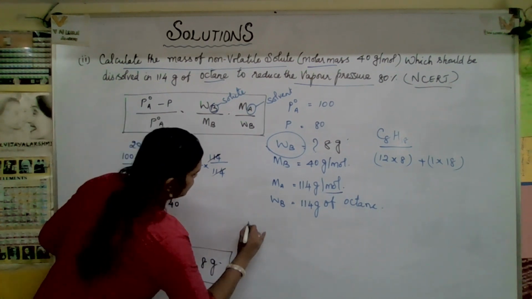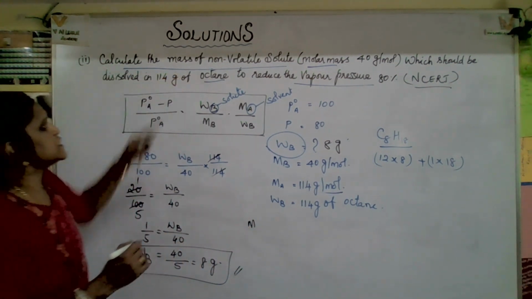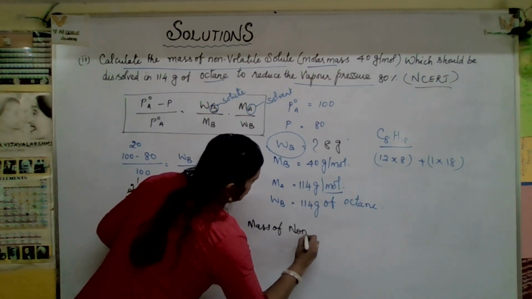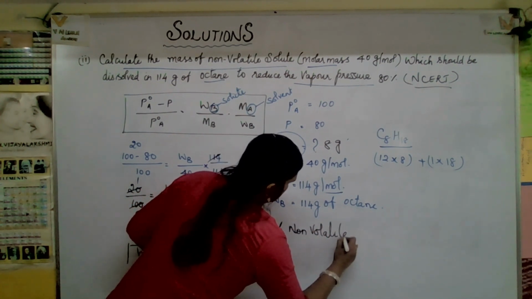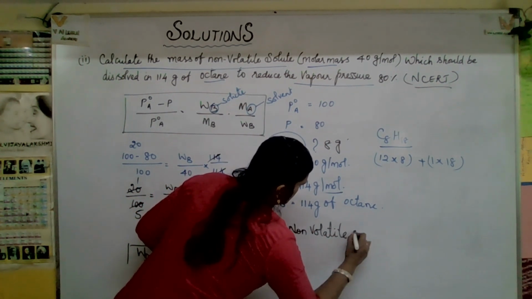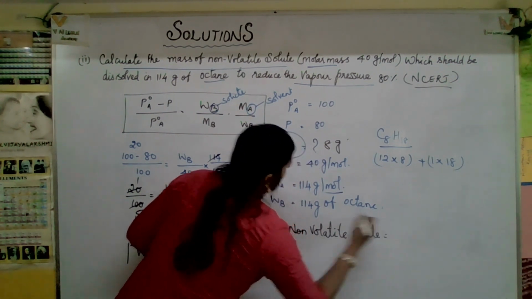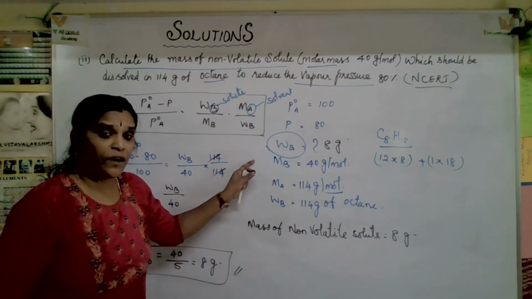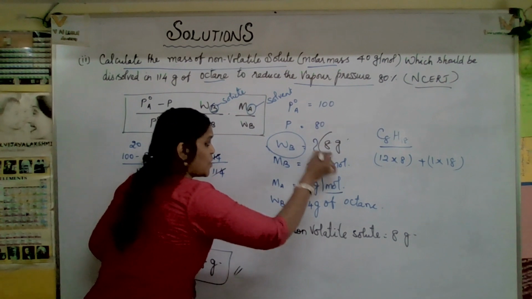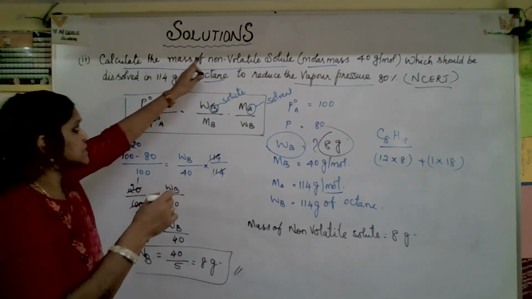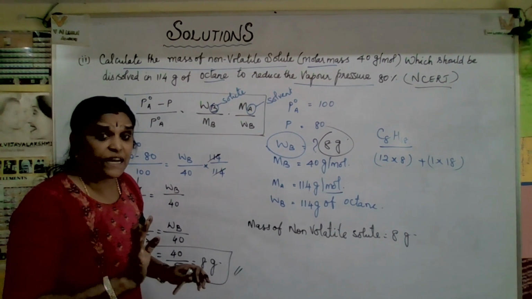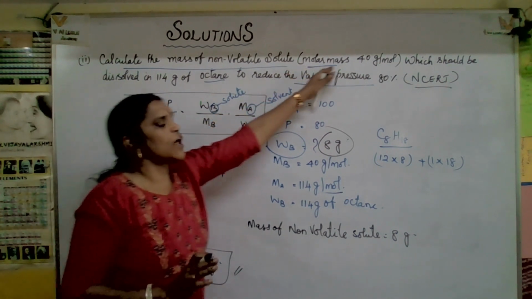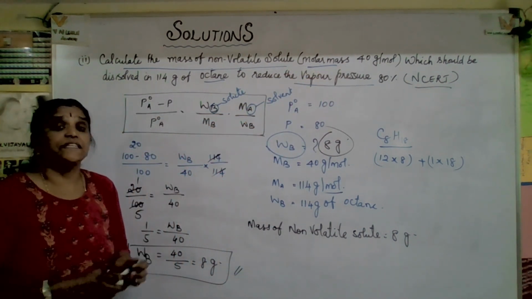Calculate the mass of non-volatile solute. How much? 8 gram. Is it 8 gram or 8 gram per mole? It's 8 gram only, because they asked to calculate the mass of the non-volatile solute. Molar mass they did not mention. They asked the mass of that given solute, and the molar mass they have already given. Hope you understand this kind of sums.